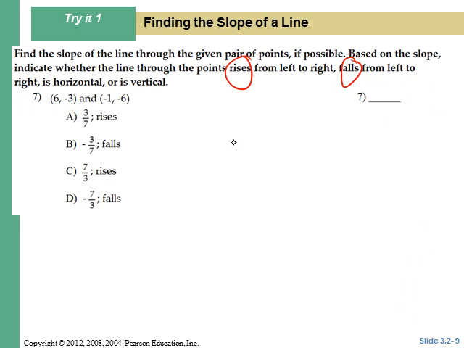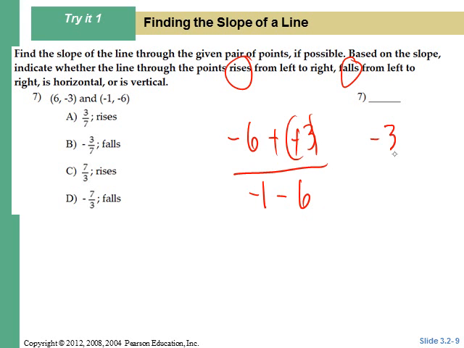Okay, so it's -6 minus -3 over -1 minus 6. -6 minus -3 is the same as -6 plus 3, which is -3, over -7, which is M is positive 3/7, and it is rising.